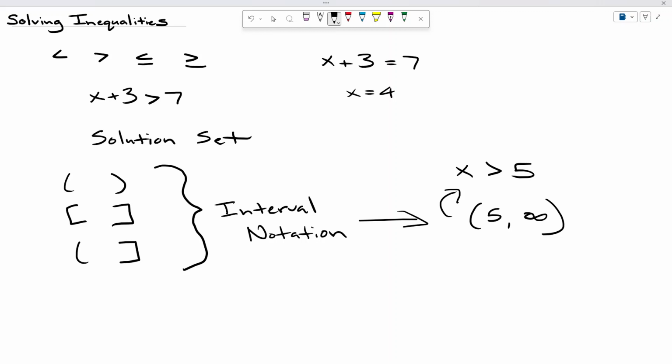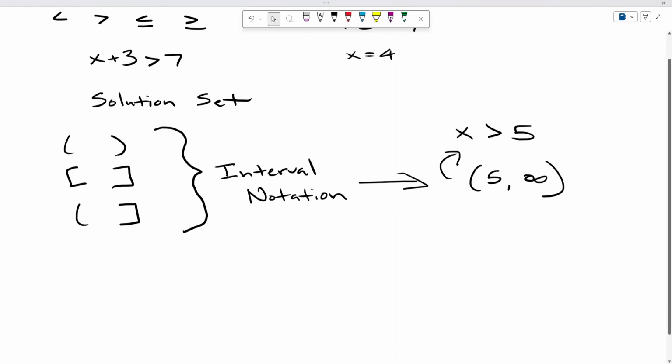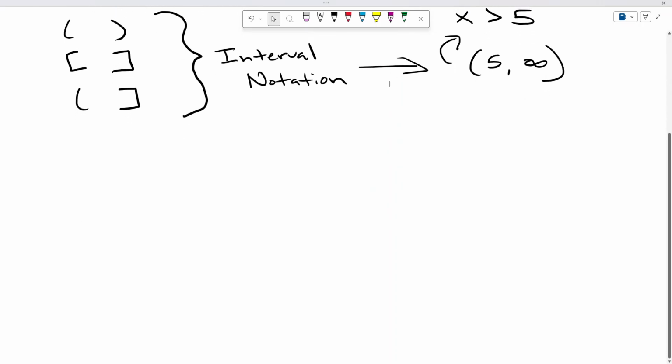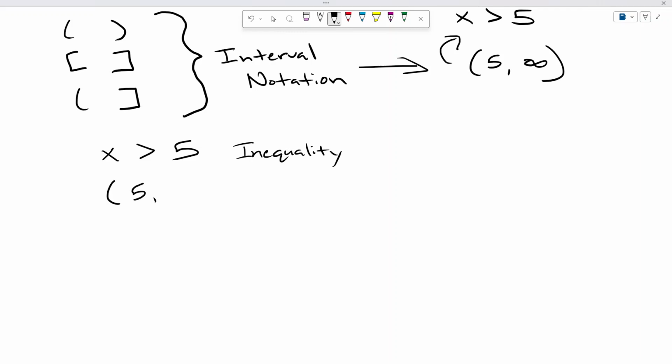And then finally, we can also visualize the solution set. We can put things into a number line graph. So we'll keep our x greater than 5. We have our inequality here, and then we put it in interval notation: 5 comma infinity. This is our interval notation.